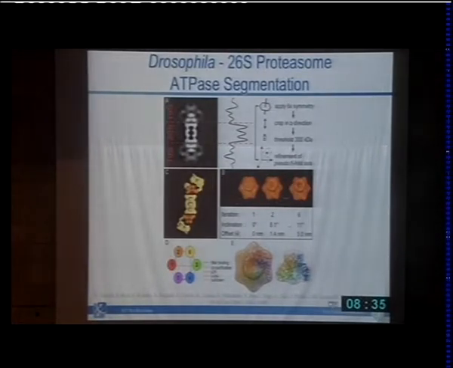It came as a surprise to us, and we didn't believe it initially, that the pseudo 6-fold axis of the AAA ATPase and the pseudo 7-fold axis of the core particle were not really aligned, but there was an offset, and there was also a certain inclination. I will come back to that again quite a bit later.